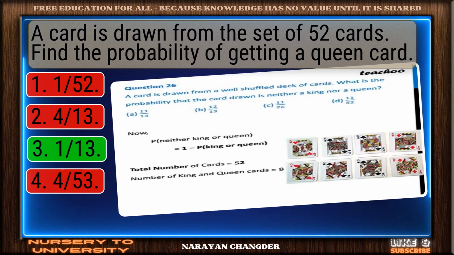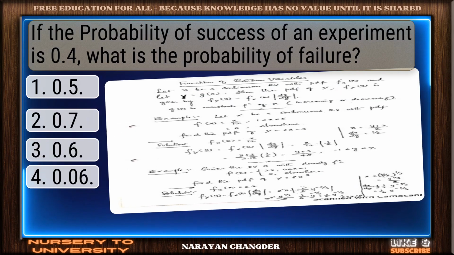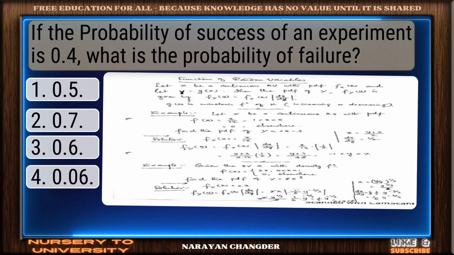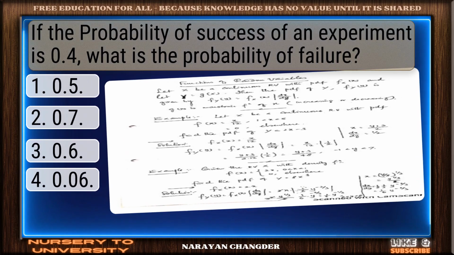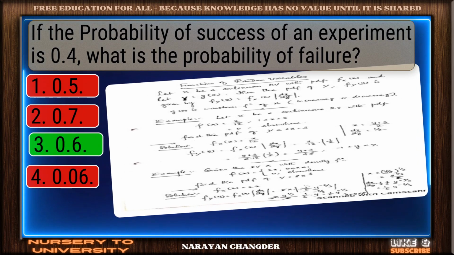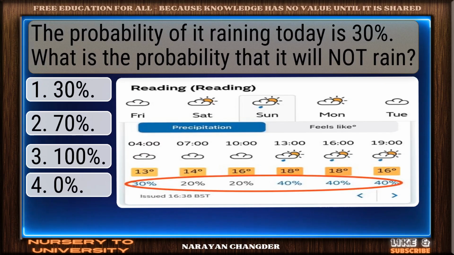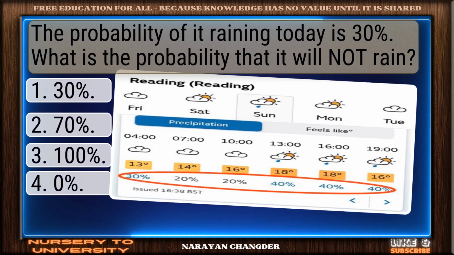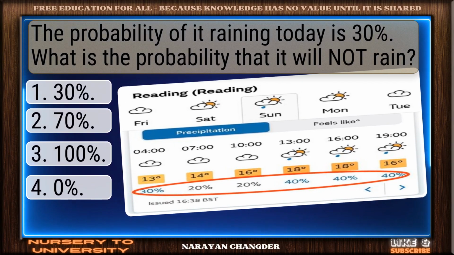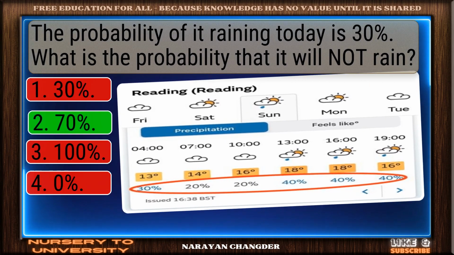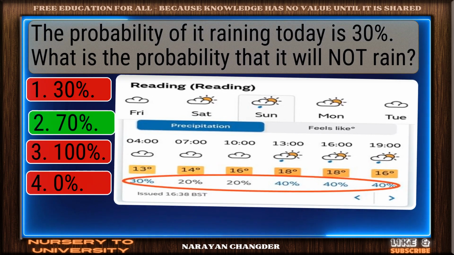You chose 1/13? Correct. If the probability of success of an experiment is 0.4, what is the probability of failure? You're right, 0.6 is correct. The probability of it raining today is 30%. What is the probability that it will not rain? Smart pick. 70% is correct.